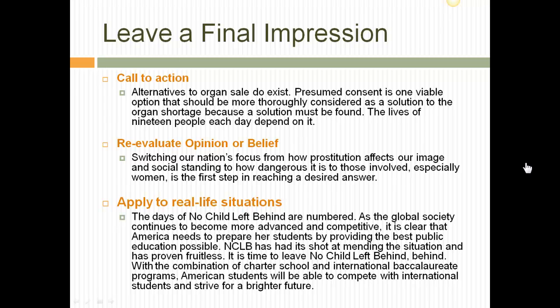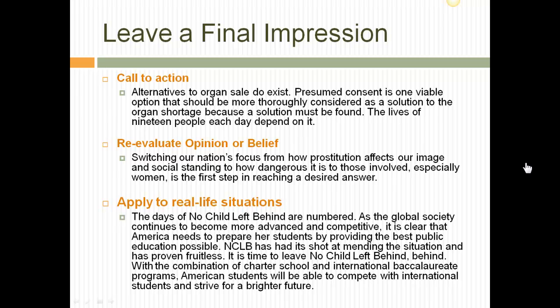Finally, in applying this to real life situations, again, going back to the introduction and thesis statement presentation, we looked at the No Child Left Behind essay, and in her conclusion, she has shown directly how the argument about changing and improving No Child Left Behind applies to the lives of potential readers.